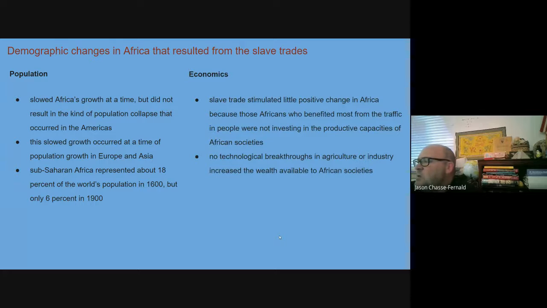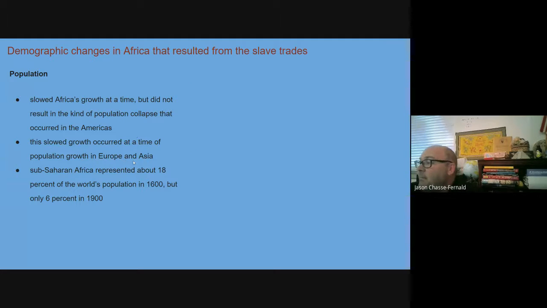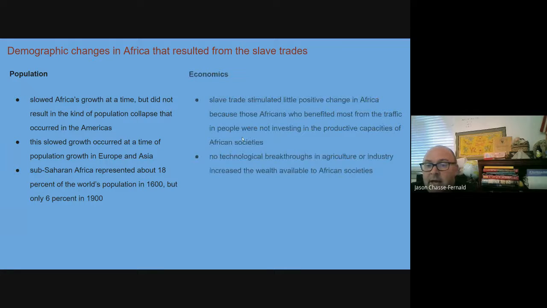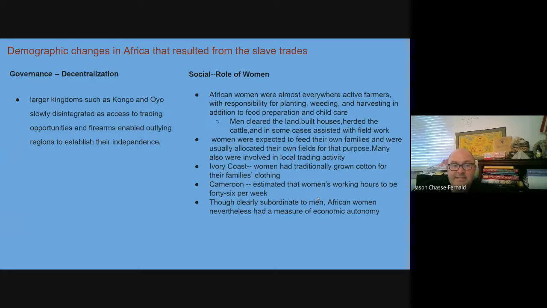All right, economics. So how could you put that into a category of analysis? This might be one topic you could come up with a category of analysis for, and then try to support it with this evidence. The slave trade stimulated little positive change in Africa because those Africans who benefited most from the traffic in people were not investing in the productive capacities of African societies. No technological breakthroughs in agriculture or industry increased the wealth available to African societies.